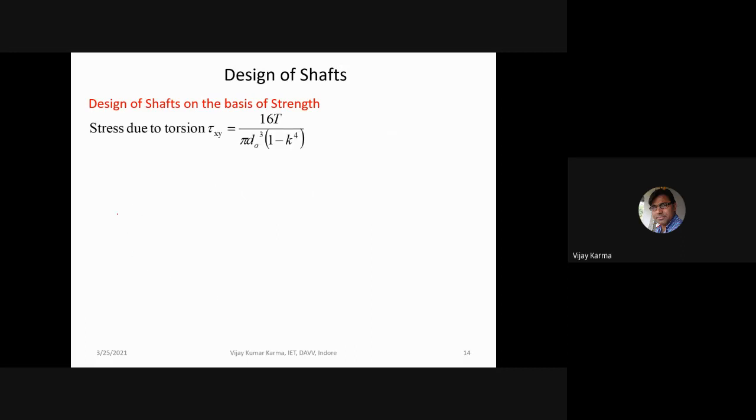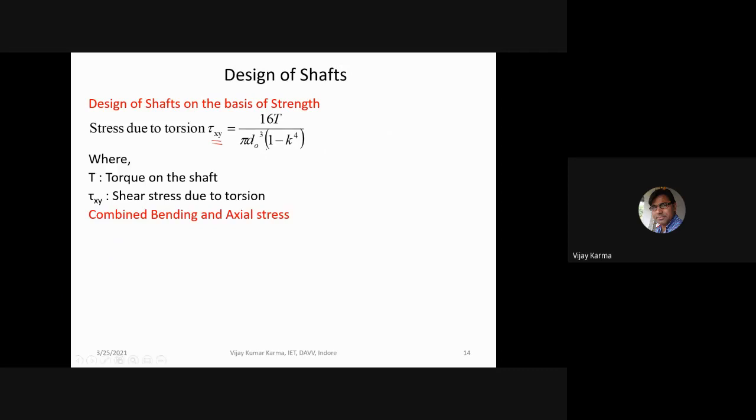And this is the relation for the shear stress due to torsional load. That is equal to 16T upon pi dO cube into 1 minus K to the power 4, where T is the torque on the shaft, giving the shear stress due to torsion.